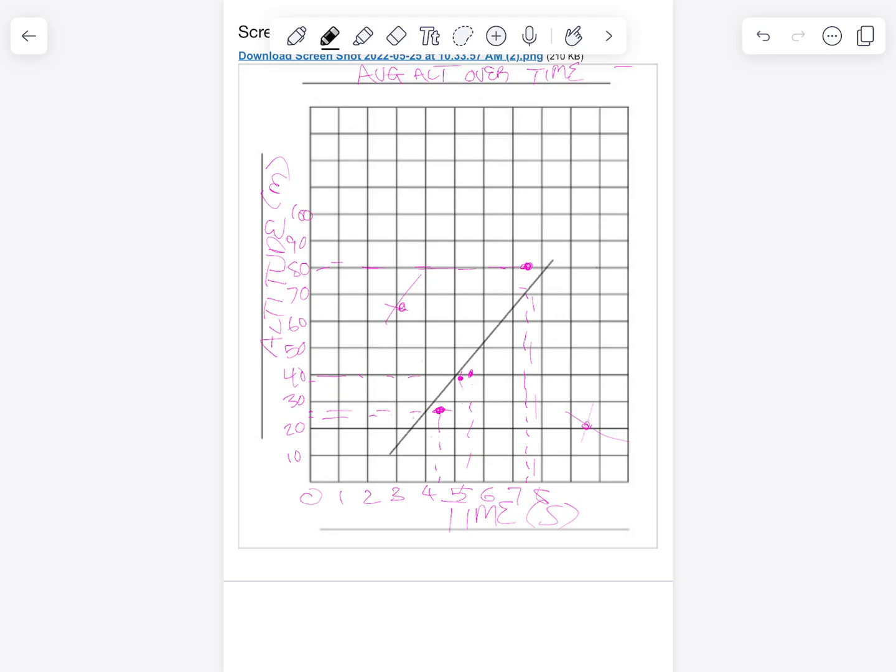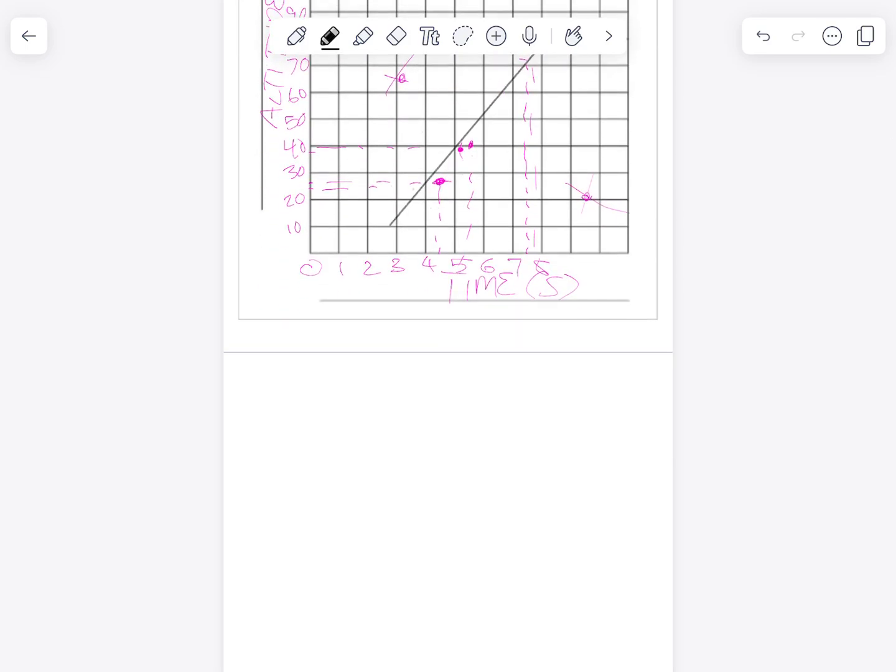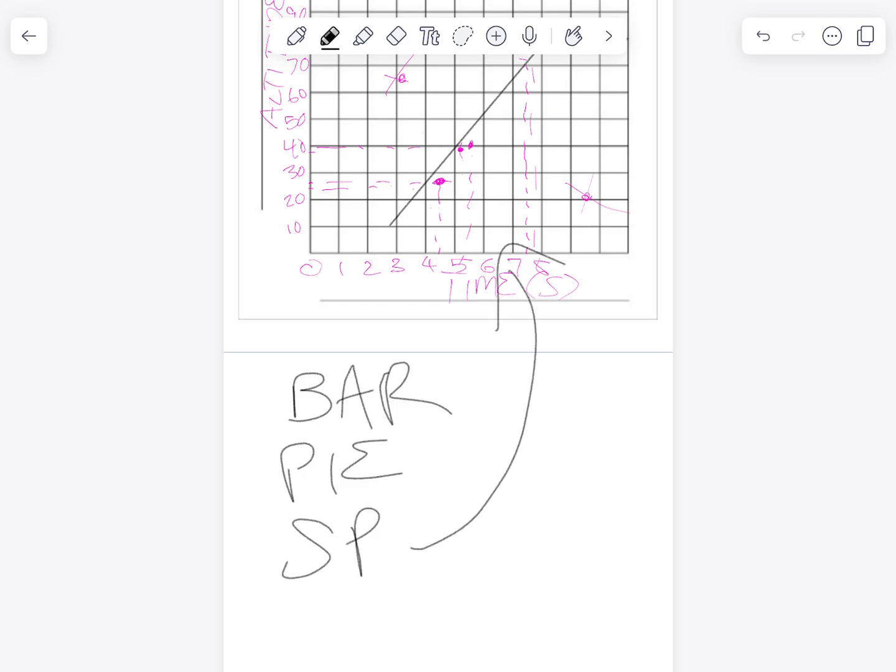So today, what do you need to have done? You need to have done the bar graph. That's your first thing. Then the pie chart. The instructions are on Canvas. I'll allude to those shortly. And then finally, you do the scatter plot, which is what we just did. Don't forget to do the line of best fit, okay?